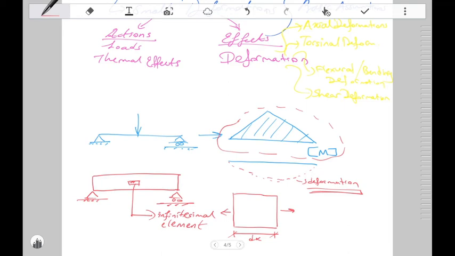Let's exaggerate it. I have an infinitesimal element whose dimensions are, if it's one dimension, dx. If it's two dimensions, we have dx and dy. And we have some forces on it. So we no longer call the force on a dx infinitesimal element a force, but we call them stresses. And we have the deformation of this infinitesimal element, and again we don't call it deformation. If it's only an infinitesimal element, we call them strains.